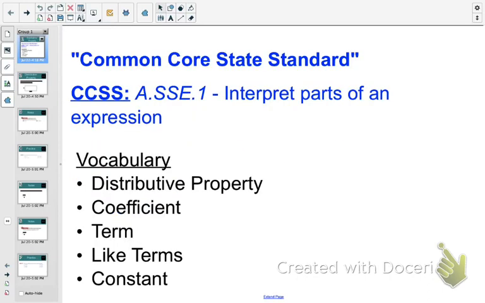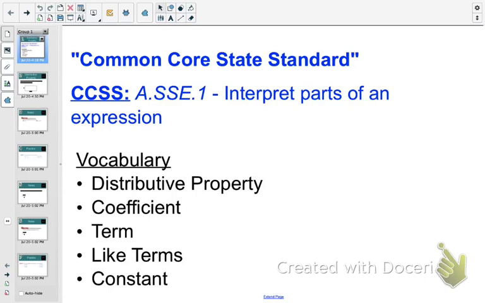I'm also going to have this CCSS, which stands for Common Core State Standard. So today, the standard is A.SSE.1, which stands for Algebra something something E1. Not sure what that stands for, but something with algebra. Probably simplifying some type of expressions or equations. Who knows? Anyway, interpret parts of an expression is the gist of it.